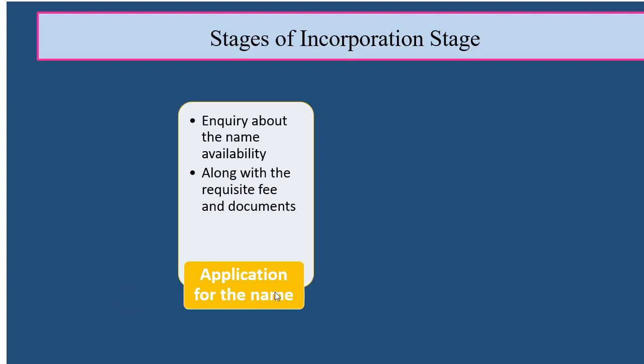So here the first thing is to apply for the inquiry about the availability of name, whether this proposed name is available to register or not. So this should be confirmed by the promoter along with requisite fee and document. Of course, this application should be supported by the fees prescribed as well as document.